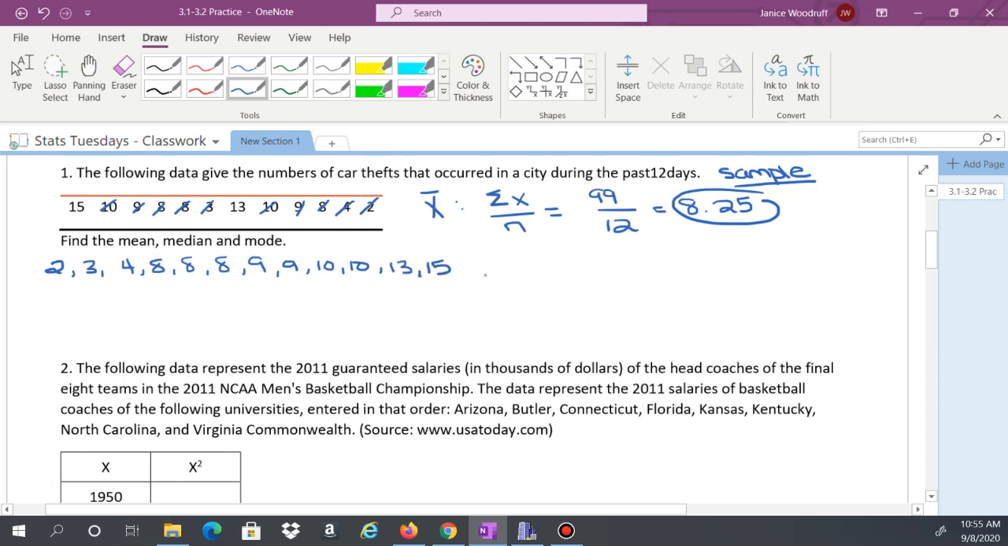Okay, so let's see. The middle number, there's 12 data points. So there's an even number. So let's find the two middle numbers. 6, okay, and 1, 2, 3, 4, 5, 6. Okay, so my two middle numbers are going to be 8 and 9. And then we'll find the average of those. So 8 plus 9 divided by 2, 8.5. Okay, so that's going to be our median. And then which one is going to be the most frequently occurring? 8. Good.